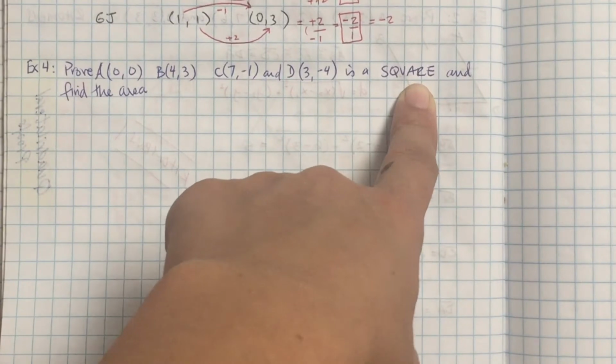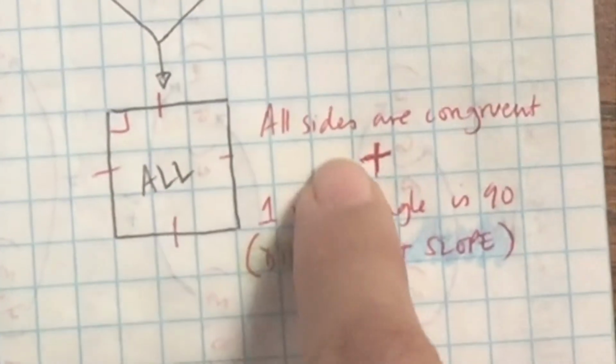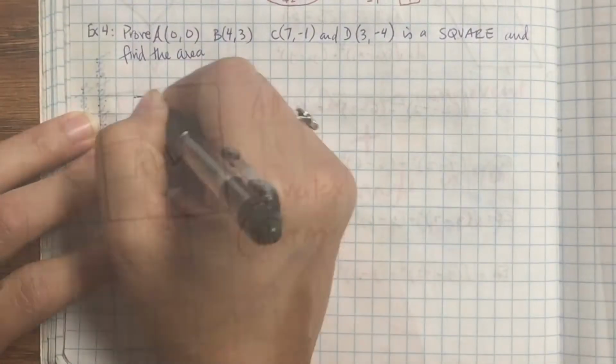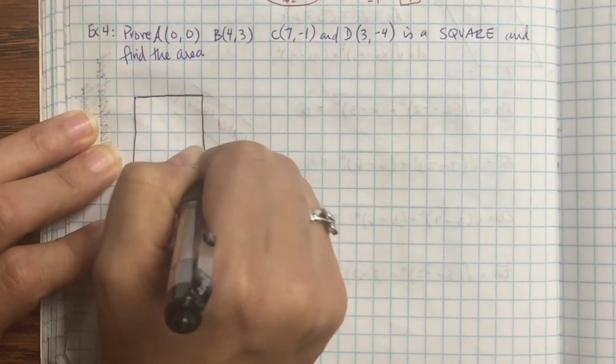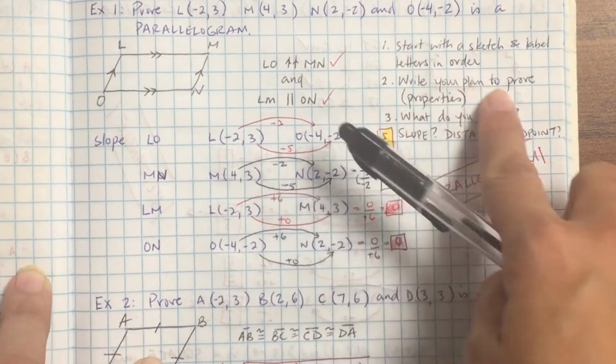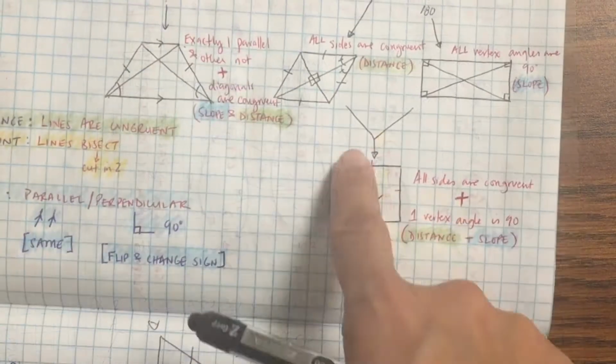All right, going to look at one more example. We're going to prove that it is a square and find the area. So what is a square? All sides are congruent, and one of the corner angles is 90. Doesn't matter which one. Again, first thing you do is draw a sketch and then put the labels in order, starting top left corner and clockwise. All right, what is your plan?